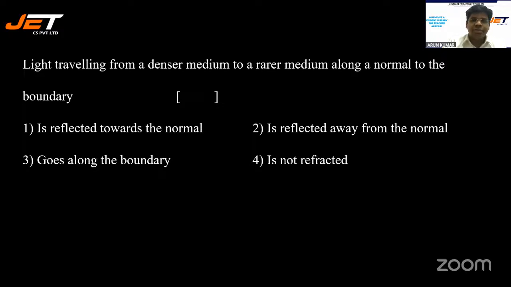Light traveling from a denser medium to a rarer medium along a normal to the boundary is reflected towards the normal, is reflected away from the normal, goes along the boundary, is not refracted at all. Along the normal, students, along the normal. Note, when it goes along the normal, yes, note that it's going along the normal. Along the normal, i is 0, so r is also equal to 0. It goes undeviated.